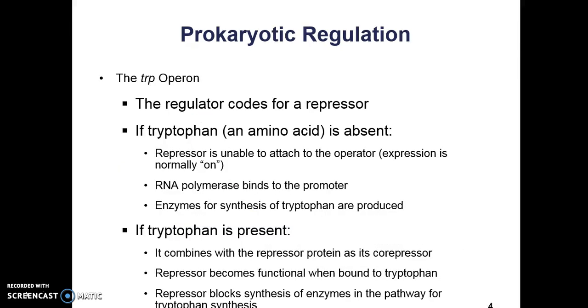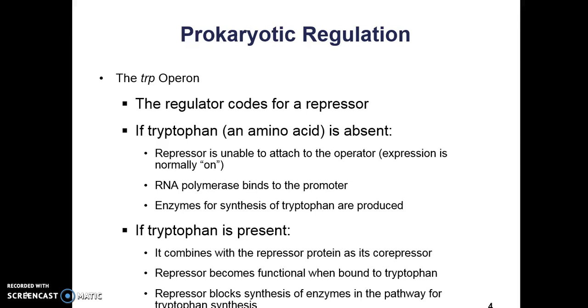The regulator codes for a repressor. And then there's two things: if tryptophan is present or if it's absent. So this trp operon is a pathway for the synthesis of the amino acid tryptophan. If tryptophan is absent, the repressor is unable to attach to the operator, and the expression is normally on. The RNA polymerase will bind to the promoter, and enzymes for the synthesis of tryptophan are produced.